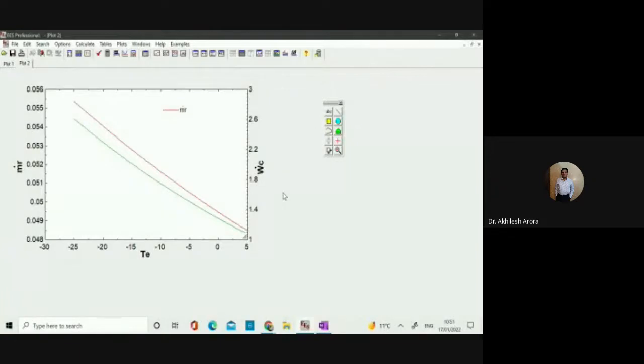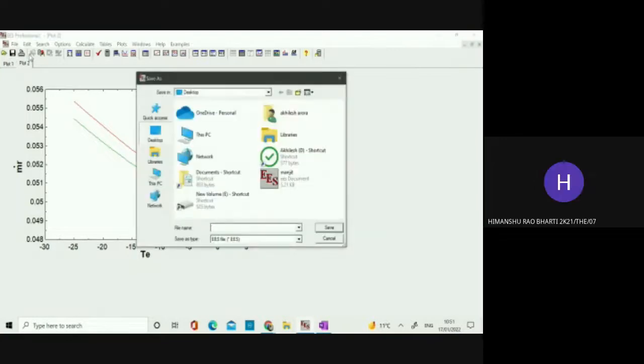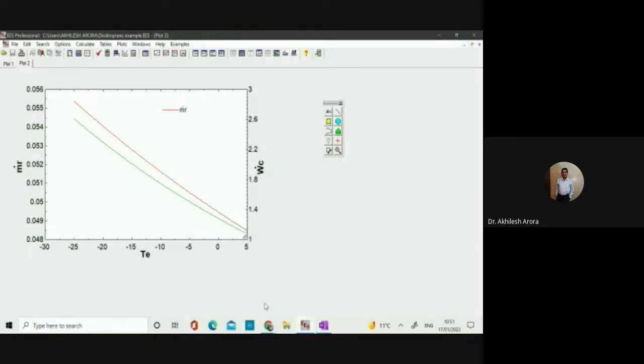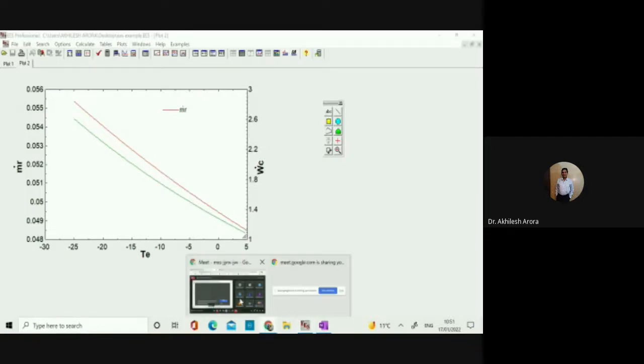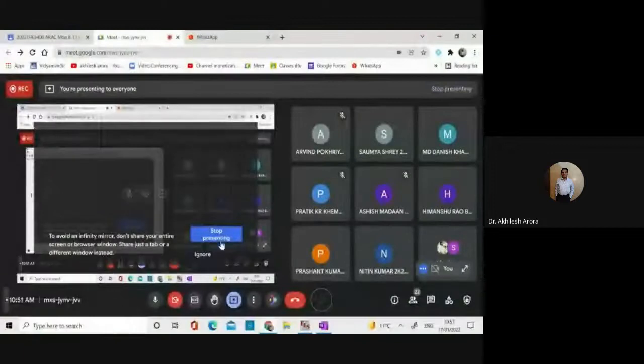Is it clear? Yes, sir. So now saving, EES example. I'm saving it here. So if you have any questions, you can ask me. Any questions?